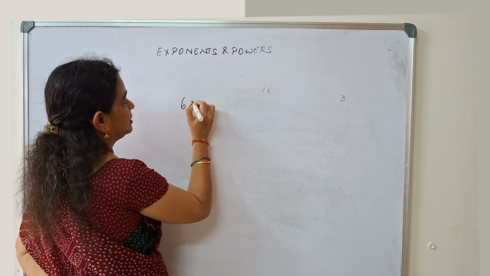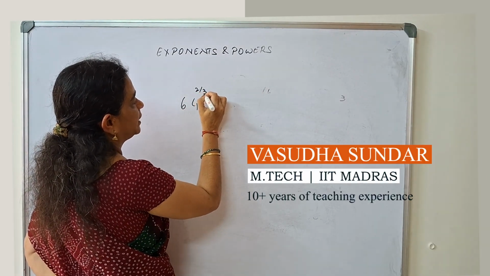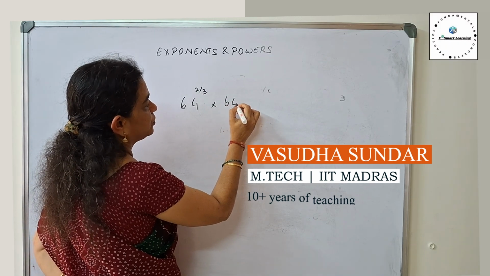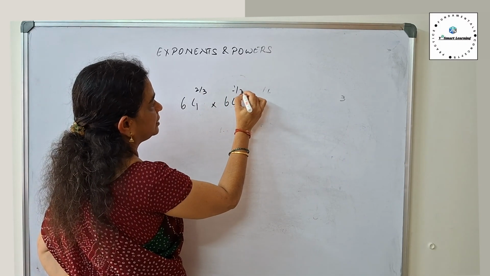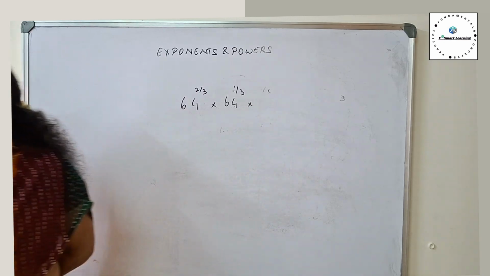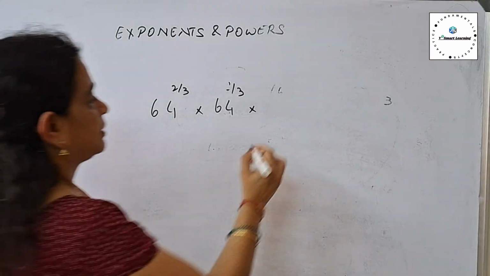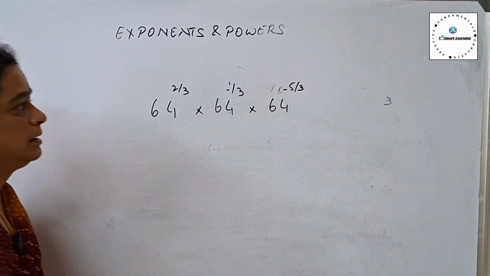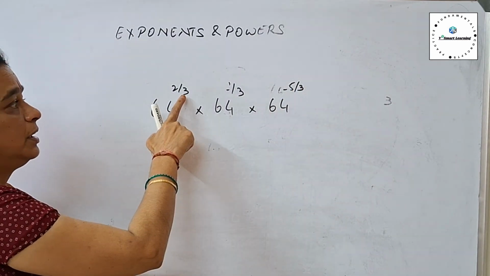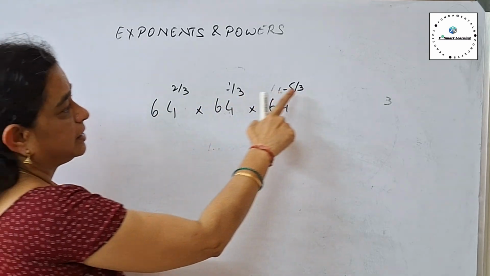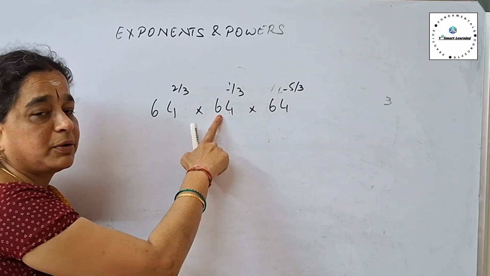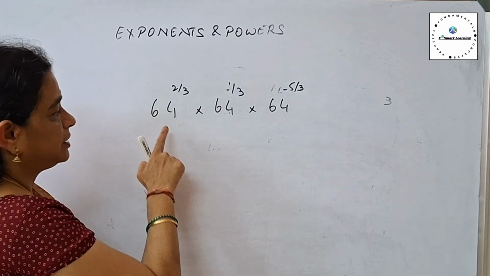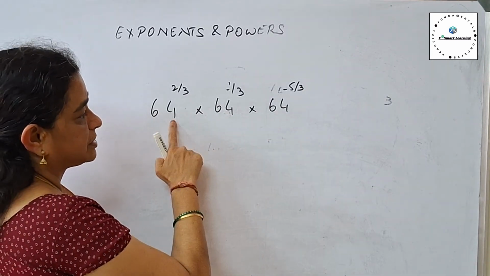Next problem will be 64 to the power of 2 by 3 into 64 to the power of minus 1 by 3 into 64 to the power of minus 5 by 3. Right? Now I told you since there is a 3 here, I can express this as a power of 3. But also you see this is a common base, right?